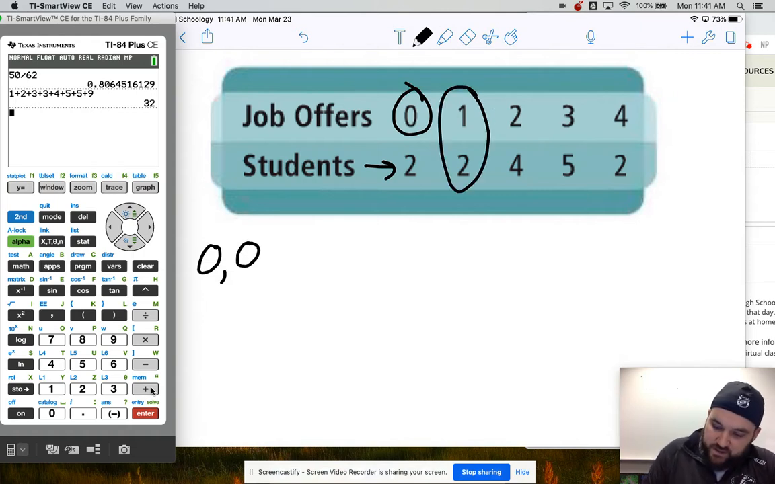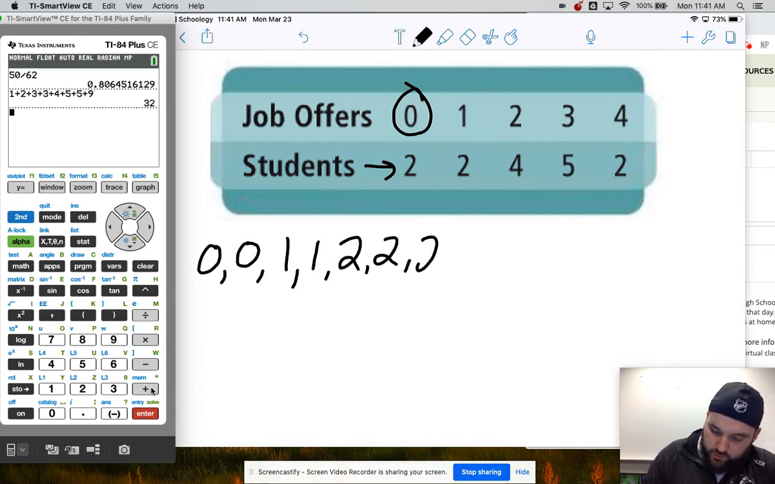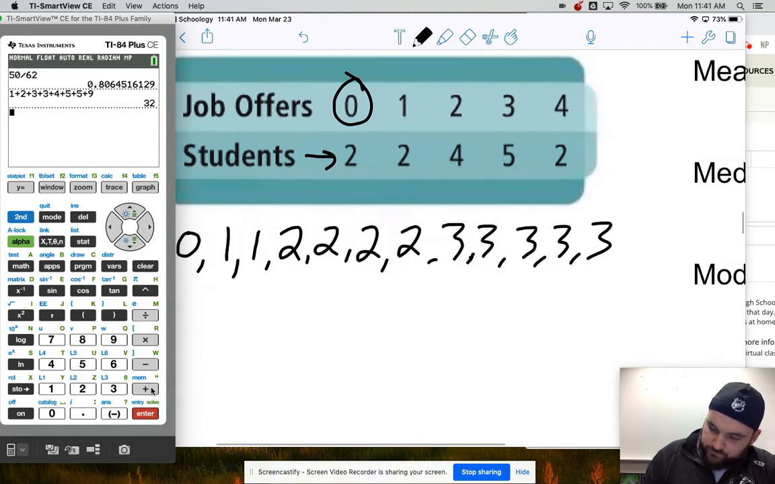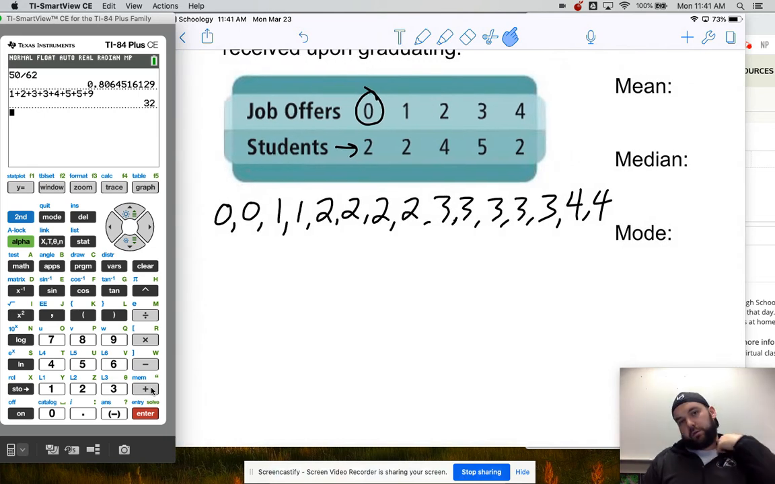The next column says 1 job offer applied. So 2 different students had 1 job offer, so I put 2 ones there. Right here, there were 4 different students that had 2 job offers, so I would put 4 2s. 5 students that had 3 job offers: 1, 2, 3, 4, 5. And then finally 2 people that got 4 job offers. So from a frequency table, you can write it out all like this, and then you can do mean, median, and mode the same way.